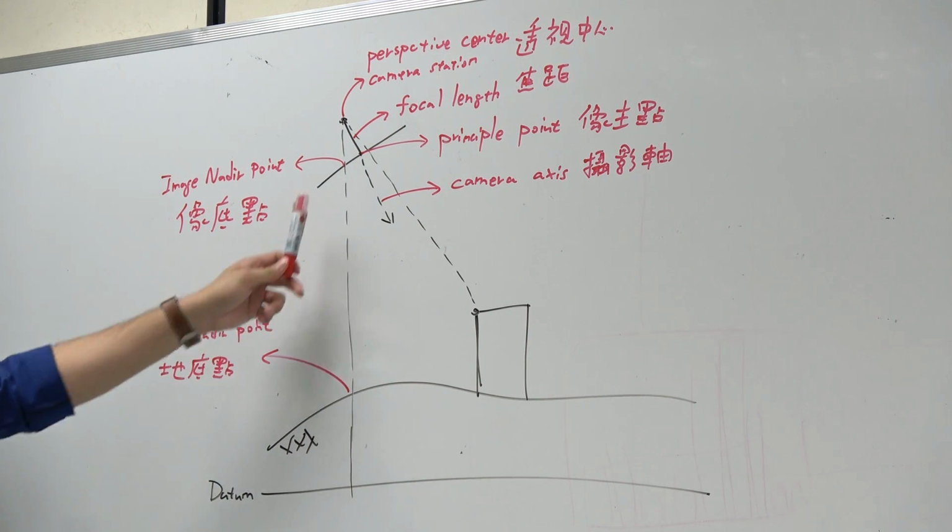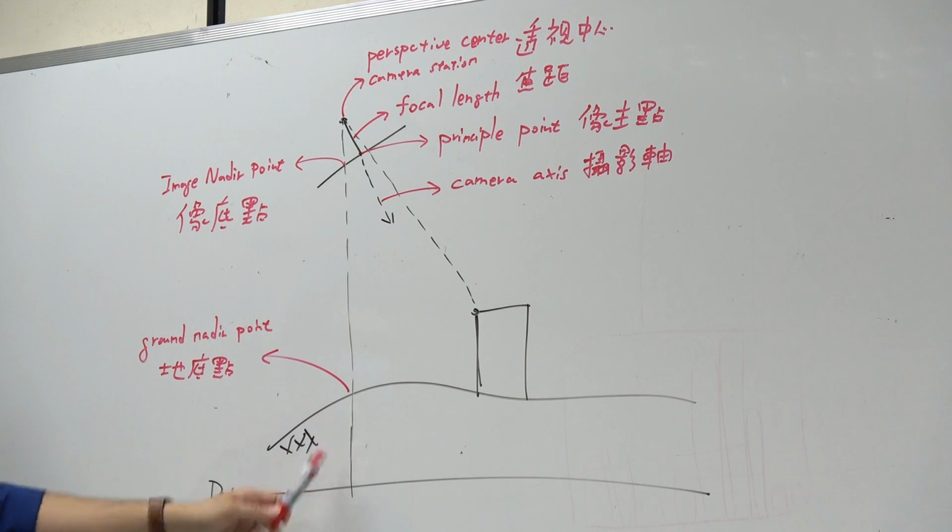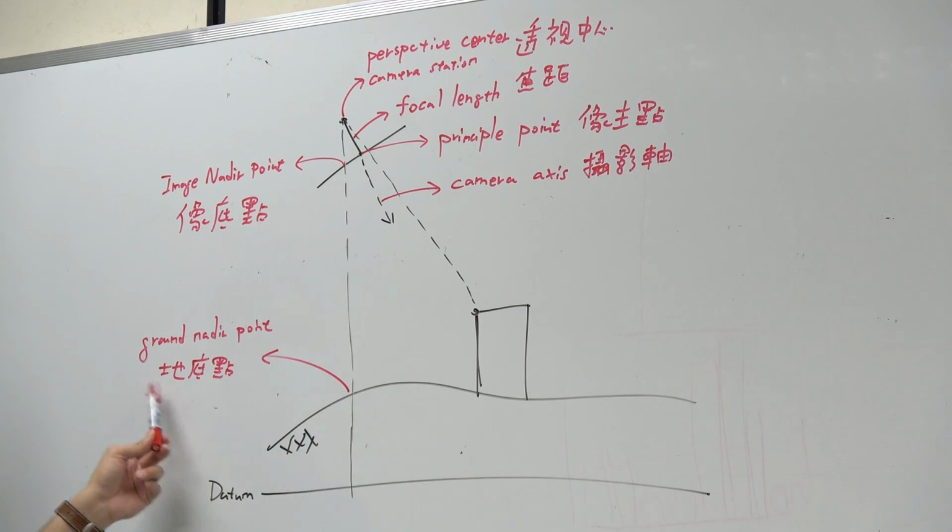And if that vertical line intersects with your ground, that is called the ground nadir point. 地底点, ground nadir point.